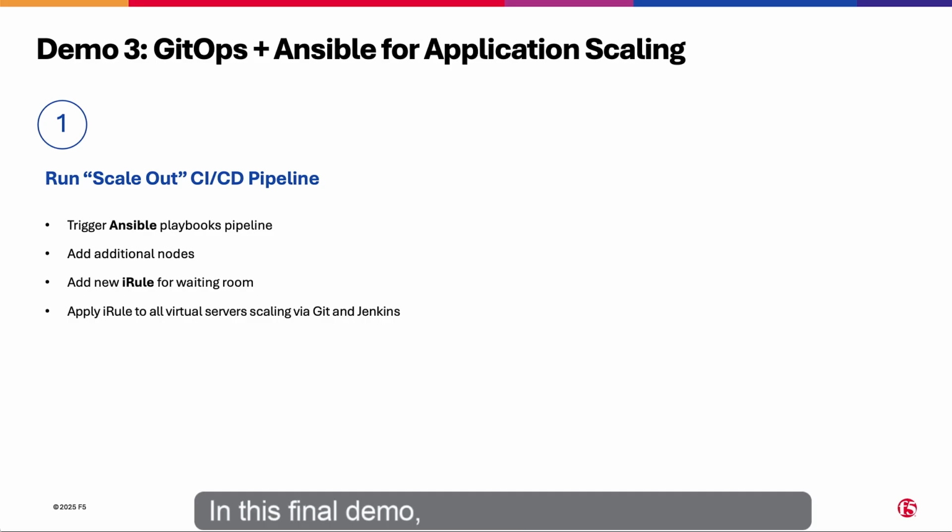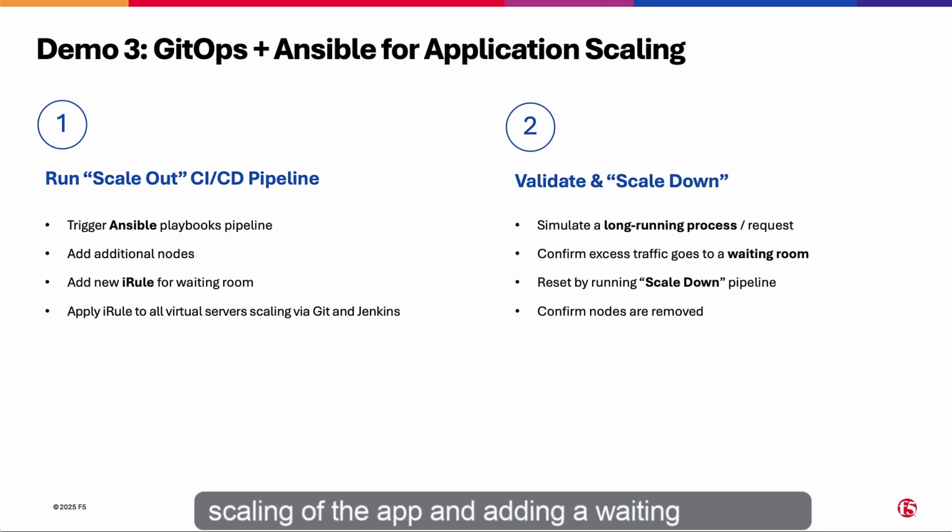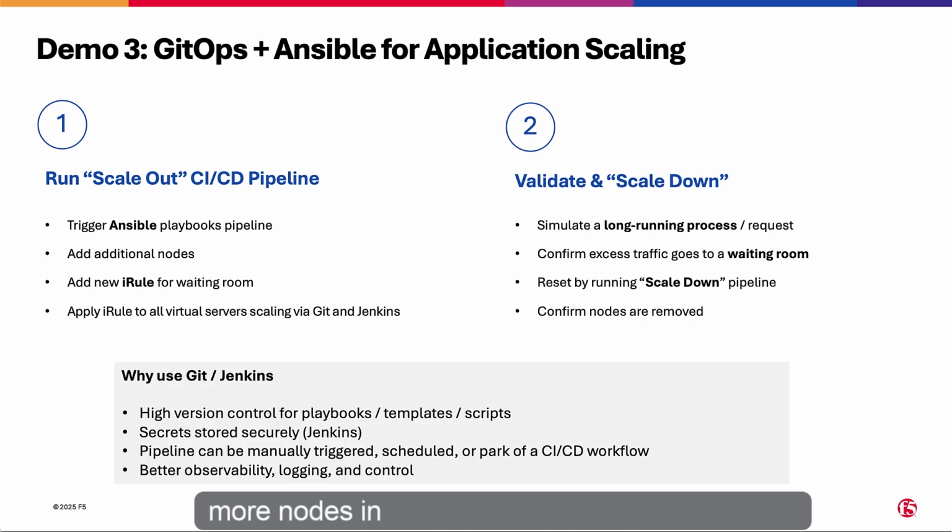In this final demo, we connect the dots by extending Ansible with Jenkins GitOps to enable scaling of the app and adding a waiting room feature. First, we trigger a CI/CD pipeline to add more nodes in BigIP to meet demand, and then we attach a custom iRule that routes extra requests to a waiting room. Using both together illustrates how GitOps, Jenkins, and Ansible can streamline IAC configuration of BigIP.